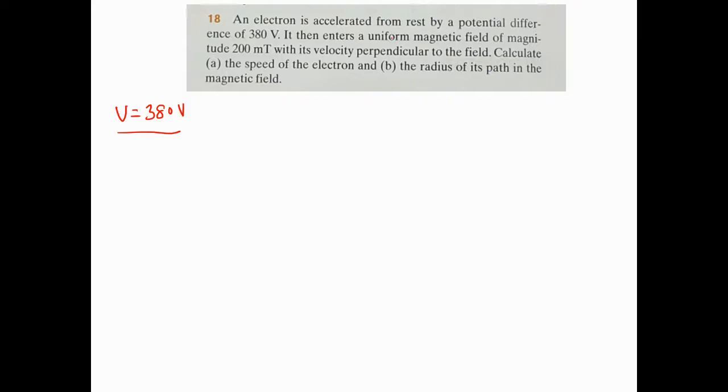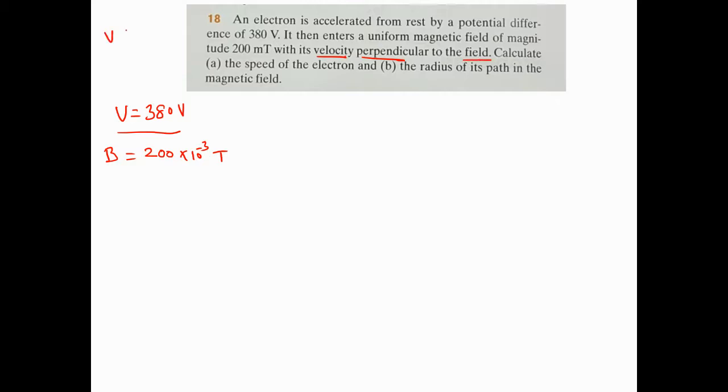And then you make the electron enter this uniform magnetic field, and that uniform magnetic field is given as 200 millitesla. What is the meaning of milli, my dear? The millitesla is nothing but 10 to the power of minus 3. So the accelerating voltage is given, the uniform magnetic field is given, and they clearly mention that the velocity is perpendicular to the magnetic field.